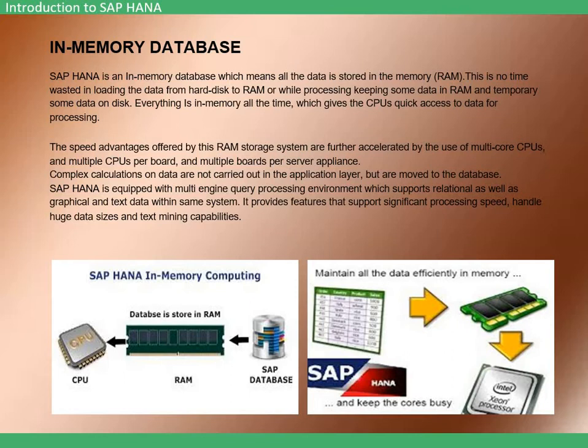It has many query processing engines that we are going to look at when we see the architecture of SAP HANA, which supports relational as well as graphical and text data within the same system. So one system caters everything: transactional, relational, graphical, text data in one single system, which is in memory.